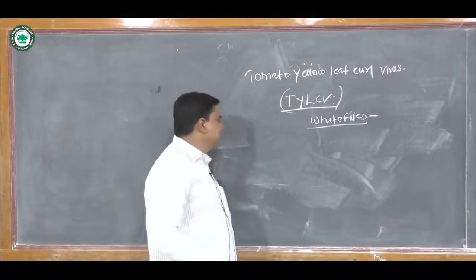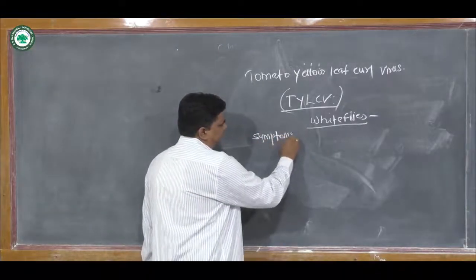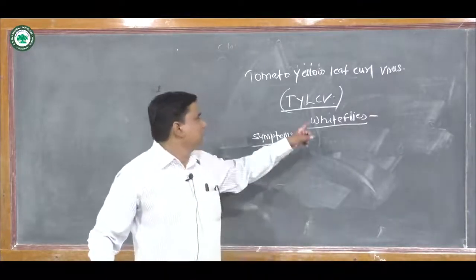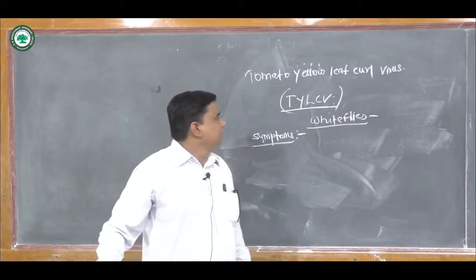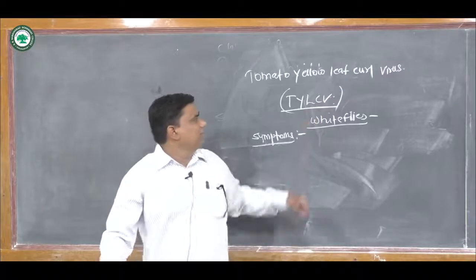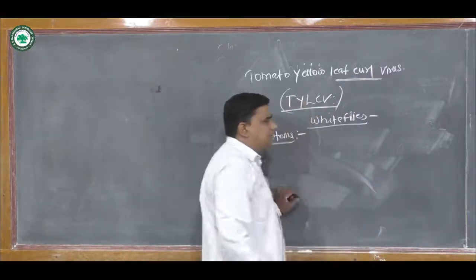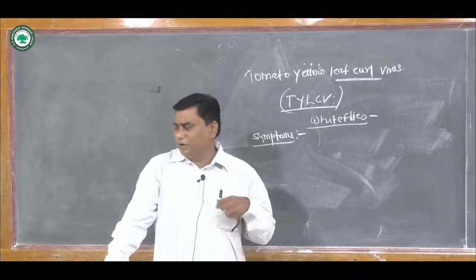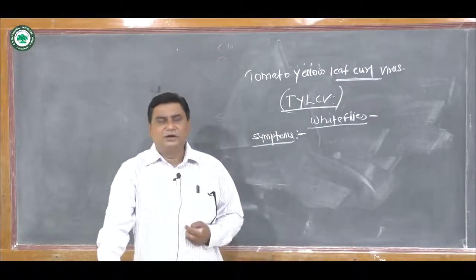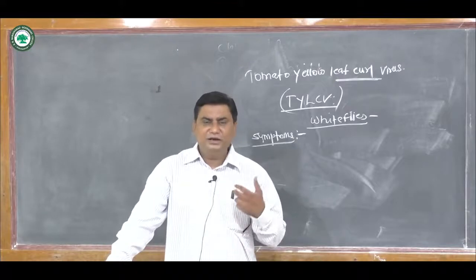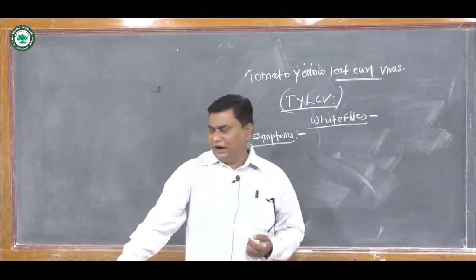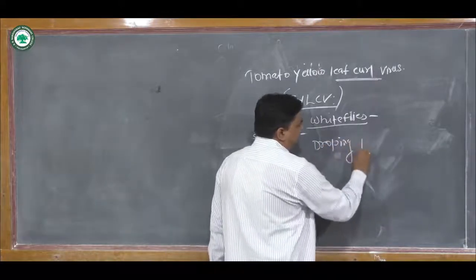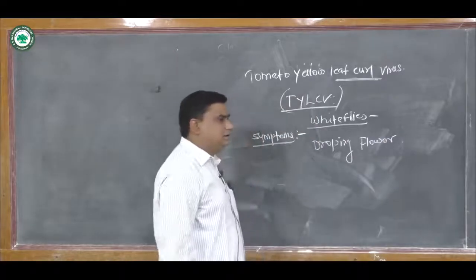Then what are the symptoms of the disease? In the case of the tomato yellow leaf curl virus, there is upward leaf curl. The name of the disease has the curling in it. So there is upward curling of leaves, and yellow or chlorotic leaf margins, smaller leaves than normal, and the plant gets stunted. Another symptom is the dropping of flowers. So these are the symptoms.